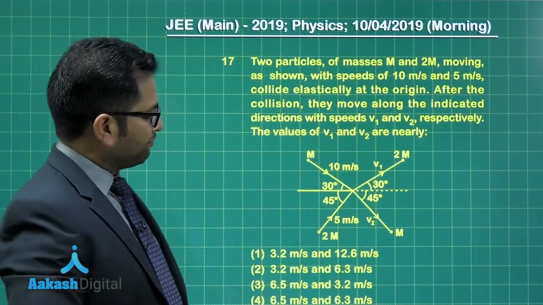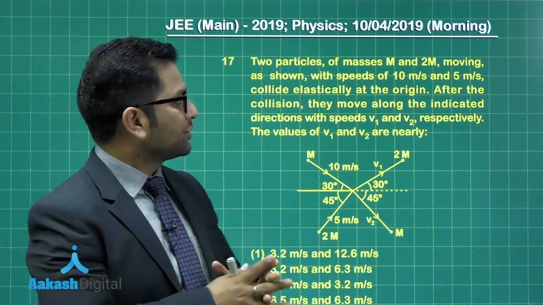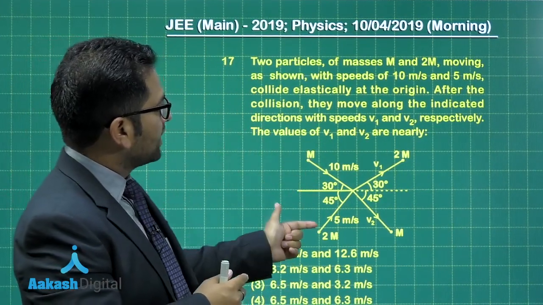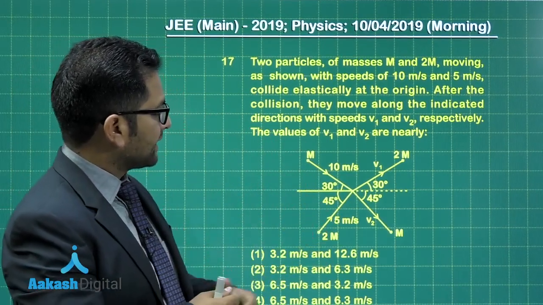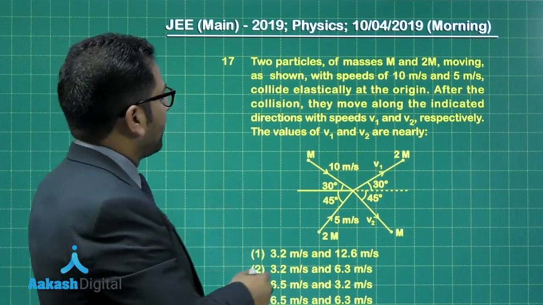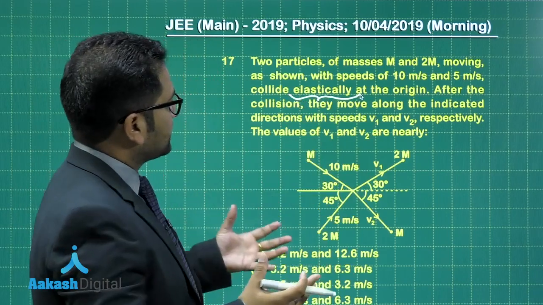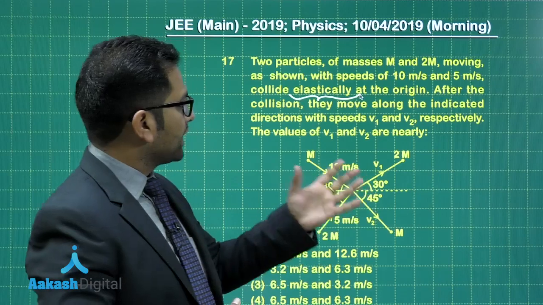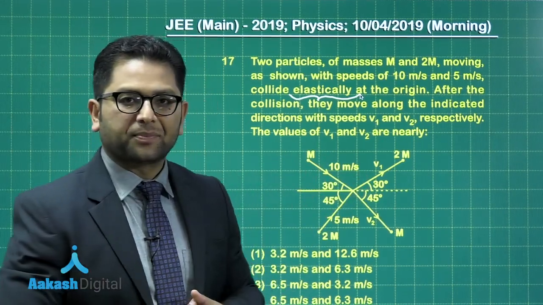Question number 17, you just see the figure, you can see there is a collision happening. Two particles of masses m and 2m moving as shown with speeds 10 meter per second and 5 meter per second, even the angles have been given, collide elastically at the origin. After the collision, they move along the indicated directions with speeds v1 and v2. We need to calculate the values of v1 and v2.